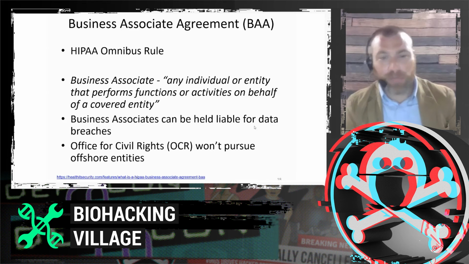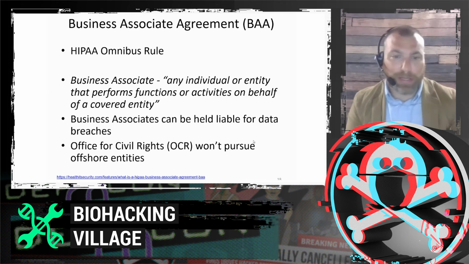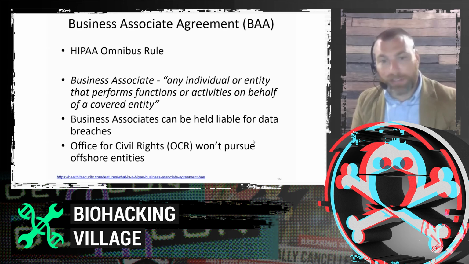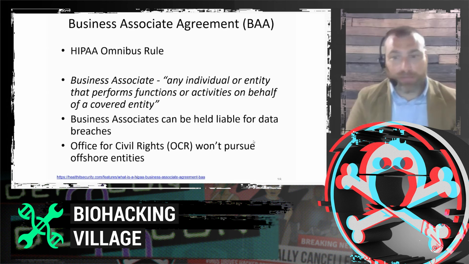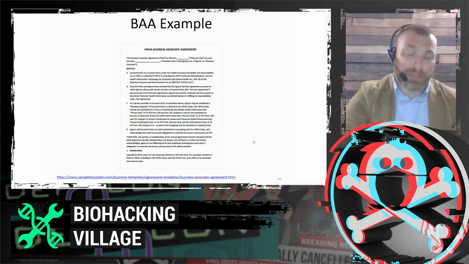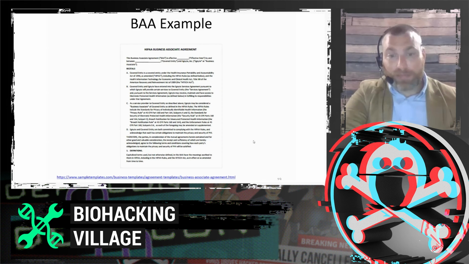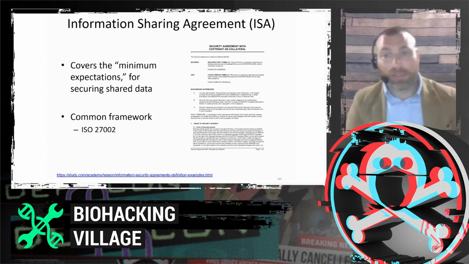One thing to note is this last line: if you are working with a third party that's offshore or outside of the U.S., the Office of Civil Rights, or OCR, the group that's tasked with enforcing this, probably doesn't have jurisdiction. So just something to consider. And if you Google BAA example, there are a number of examples that you can see. Your legal department is probably going to create this, but there are examples.